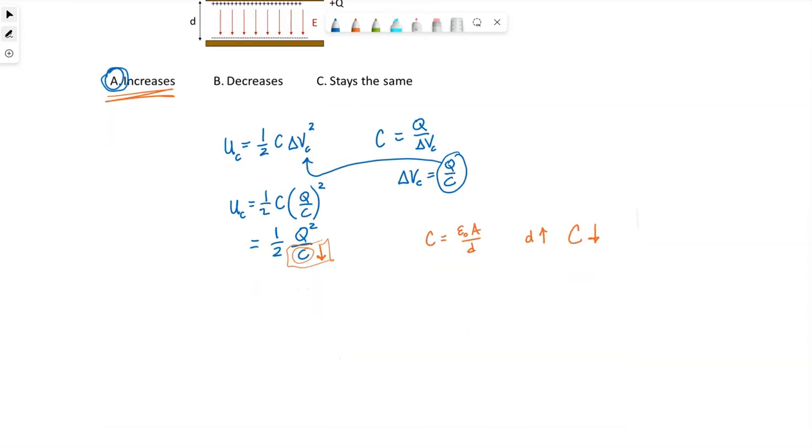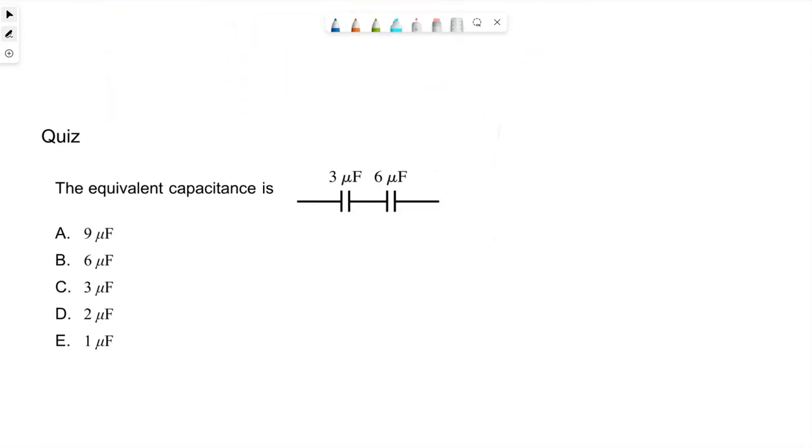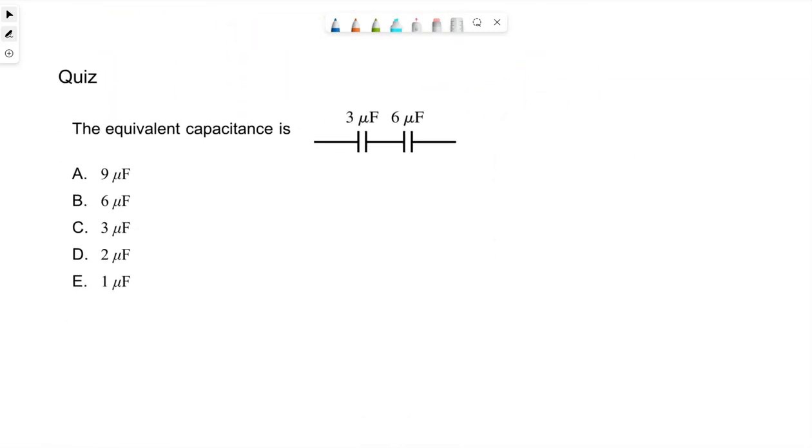Let's look at one more concept question. So what do you think the answer here is? The correct answer is B.